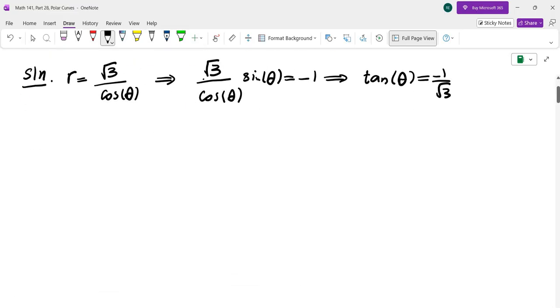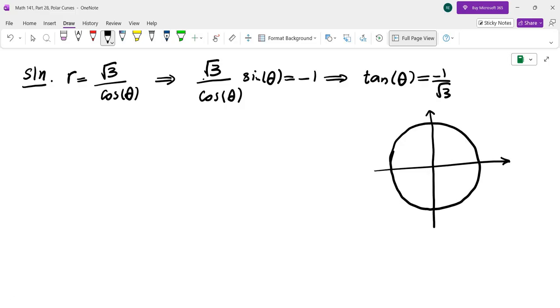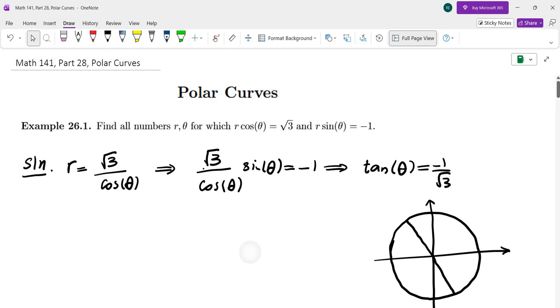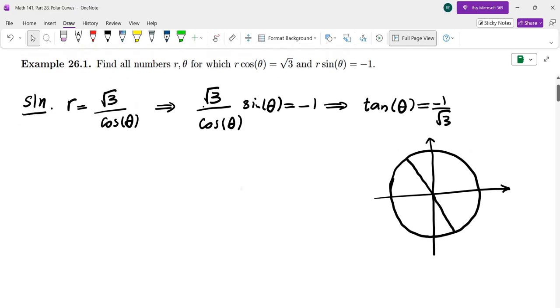So if tangent is -1 over root 3, it means it would have to be either here or here. So that's when tangent is -1 over root 3. Okay, so what angle gives you tangent of -1 over root 3? The angle that gives us tangent of -1 over root 3, which is negative root 3 over 3, is pi over 6, but negative of that. So it's actually something like this.